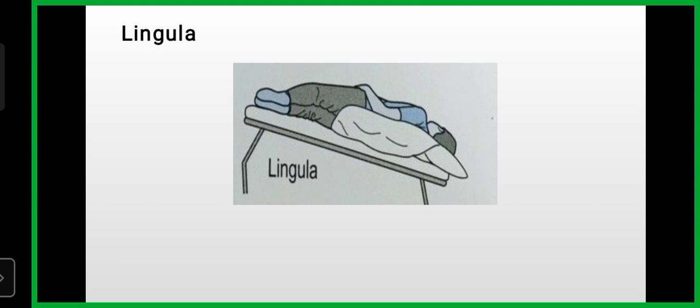But the difference between these two positionings for the middle lobe and the lingula is that the middle lobe is on the right side, so the patient will turn to the left side. But lingula is present in the left side, so the patient should turn to the right side. So this is the difference between the middle lobe positioning and the lingula positioning.